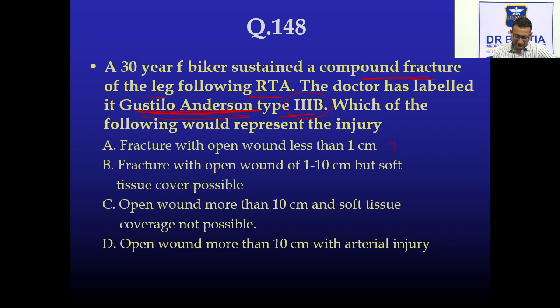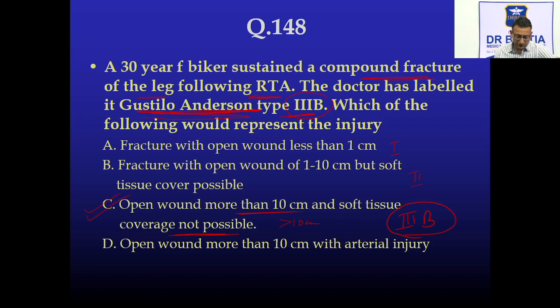We have seen that they are type 1 injuries. Fracture with open wound 1 to 10 centimeter, but soft tissue cover possible. This is type 2 injuries. The wound is 1 to 10 centimeter. Open wound more than 10 centimeter, and soft tissue coverage not possible. We have just seen these are the type 3B injuries. In type 3A the coverage of the soft tissue is possible, but in 3B coverage is not possible.